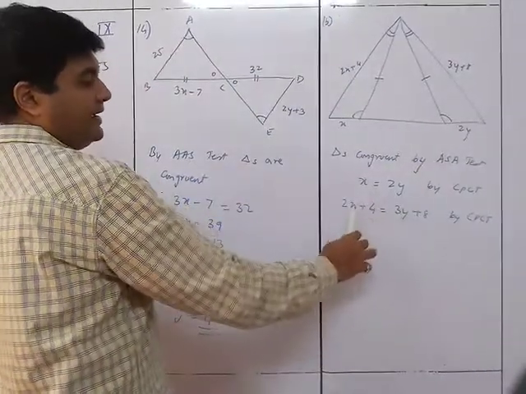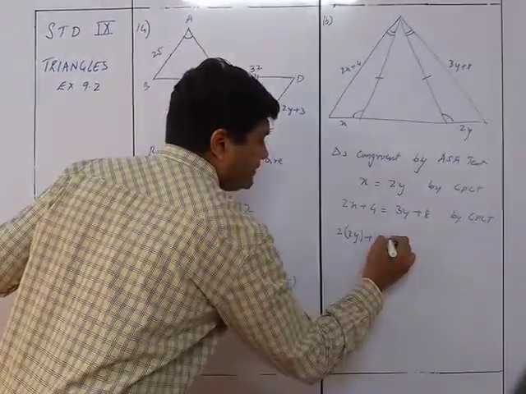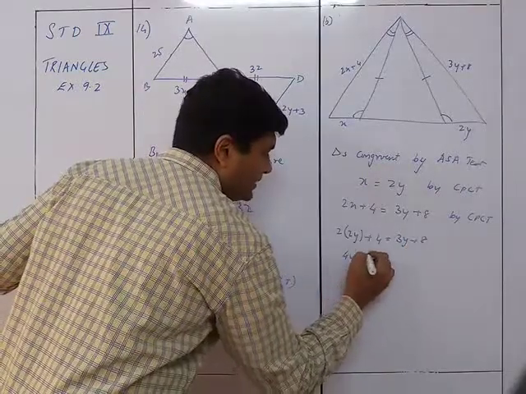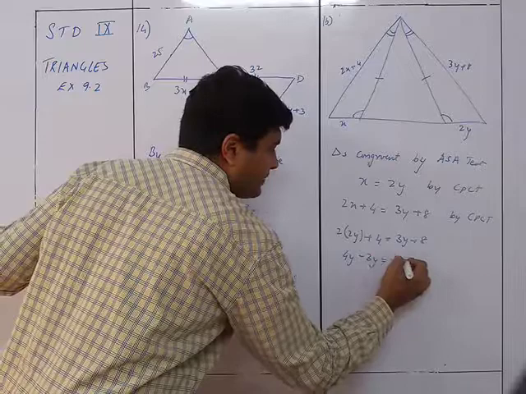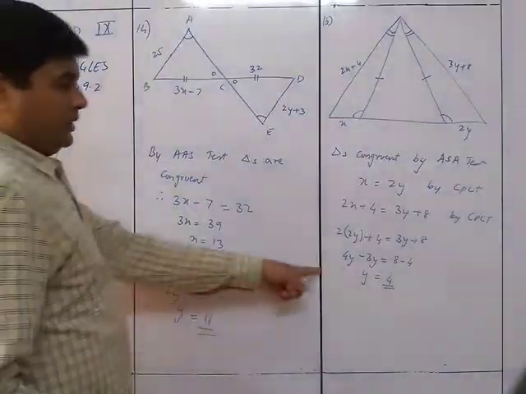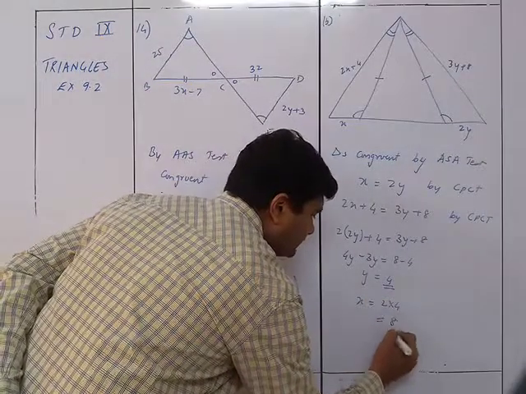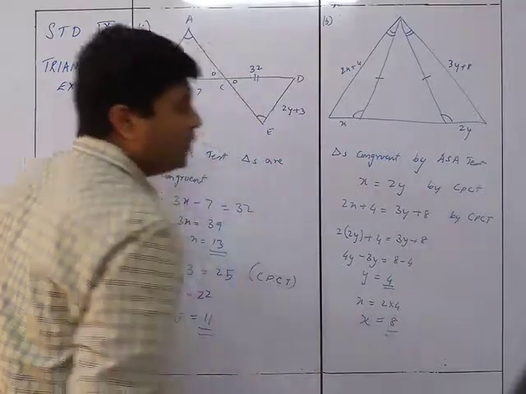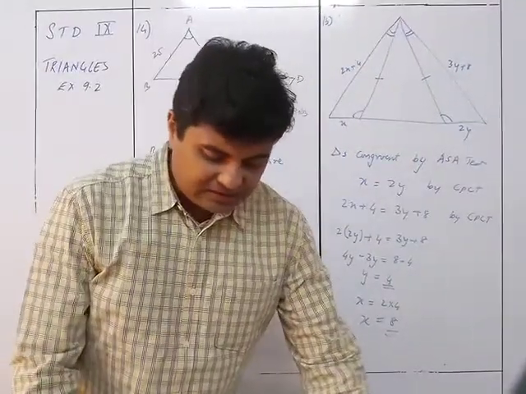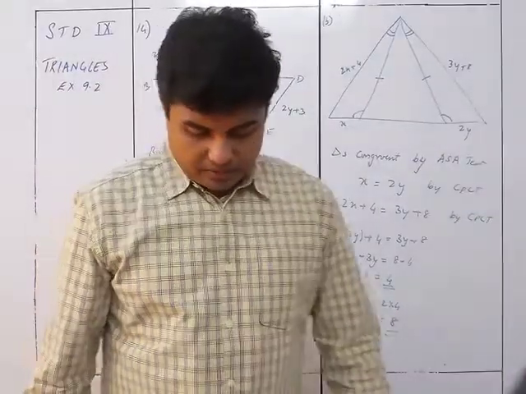Replacing this x with 2y, we get 2 into 2y plus 4 is equal to 3y plus 8. So 4y minus 3y is equal to 8 minus 4. y is equal to 4. Therefore, x will be equal to 2 into 4, which is 8. So that's the value of x and y for sum number 14. So this was exercise 9.2 completed.